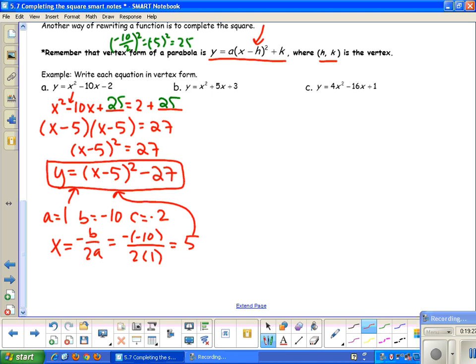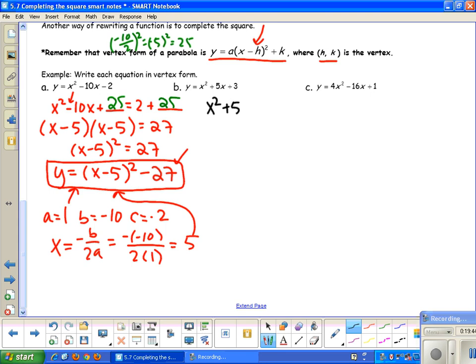And if we plug that back into our equation to solve for y, we would get negative 27. So our equation checks out. So let's go ahead and look at b and do the same thing. So I want to complete the square in order to put this in vertex form.